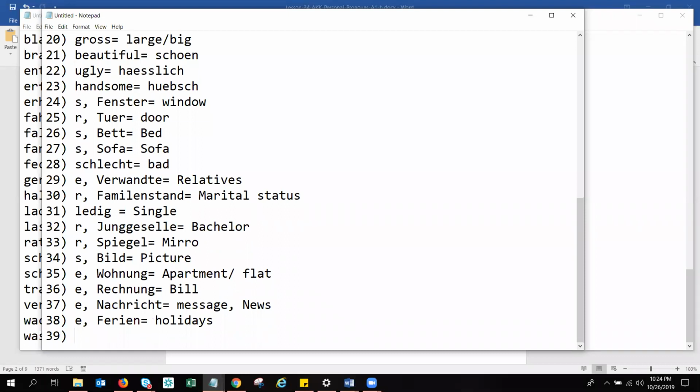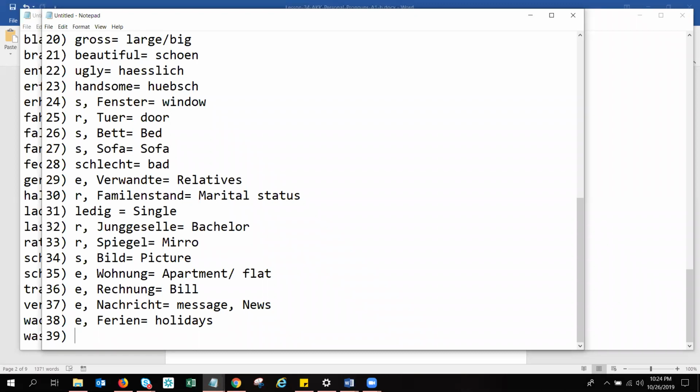Then we have Urlaub. There is a difference between Urlaub and Ferien. Ferien is like holidays, and Urlaub is like leave, when we take leave. Ferien is holidays, which is fixed, in terms of office or school. We have done the professions, so no need to write all the professions again and again.